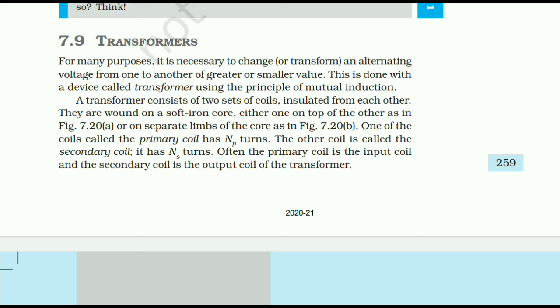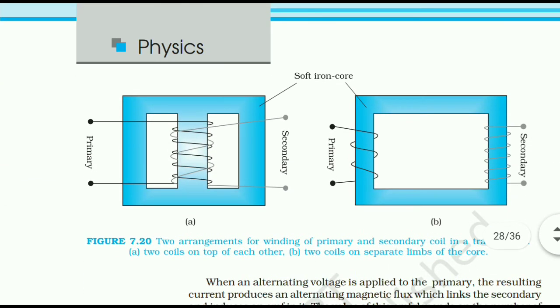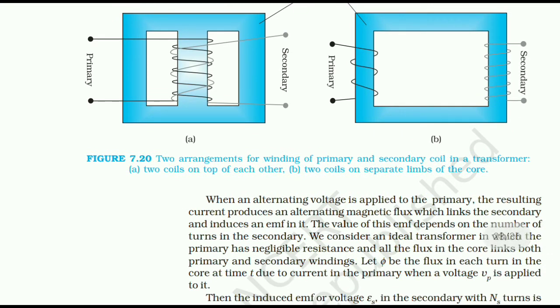One of the coils is called the primary coil and has NP turns. The other coil is called the secondary coil and has NS turns. Often the primary coil is the input coil and the secondary coil is the output coil of the transformer. When an alternating voltage is applied to the primary, the resulting current produces an alternating magnetic flux which links the secondary and induces an EMF in it. The value of this EMF depends upon the number of turns in the secondary.